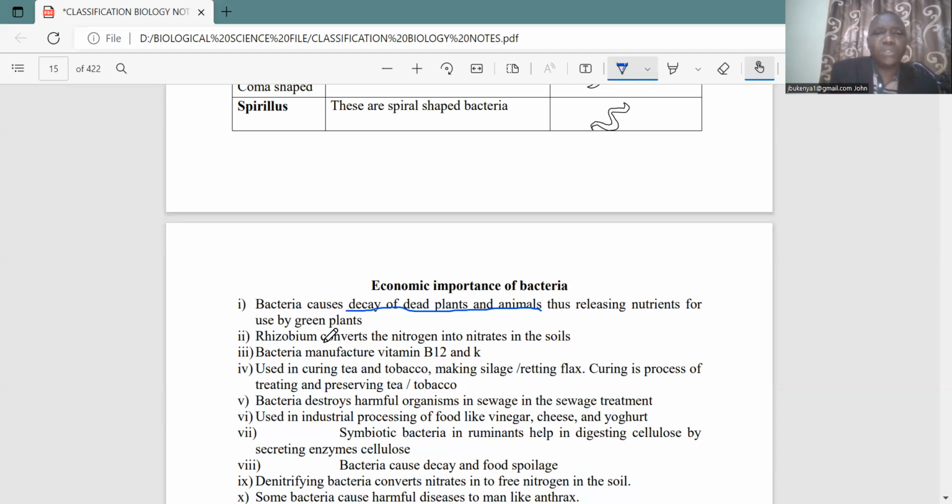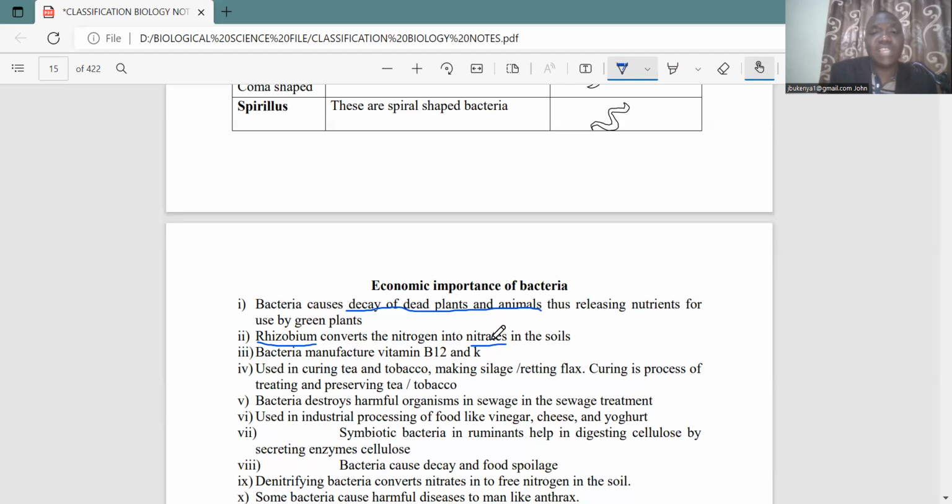When we go to the nitrogen fixing bacteria, in the root nodules of leguminous plants, you will find this rhizobium bacteria, which is able to convert nitrogen from a form that is unusable by plants to a form which is usable by plants, a form of nitrates that can be absorbed by plant roots. And when the plant roots absorb these nitrates, they will use the nitrogen to form plant proteins.